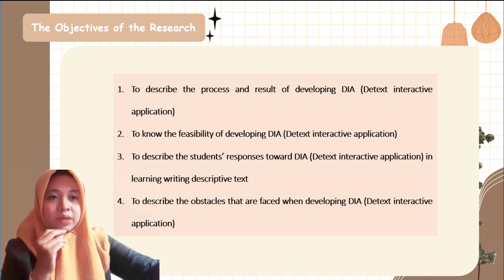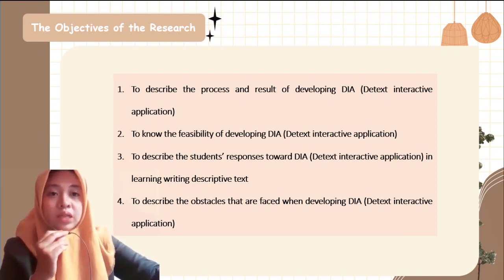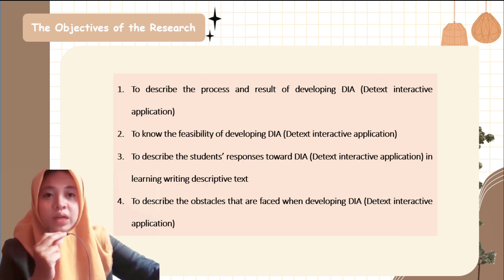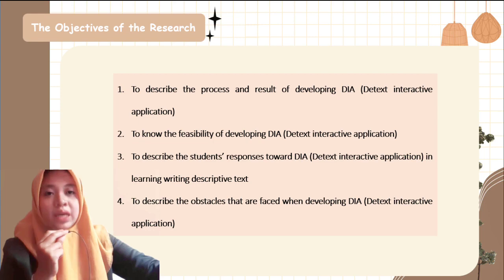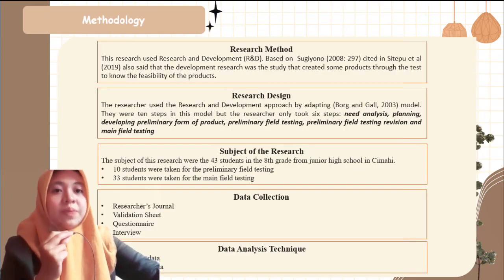It's the objective of the research. There are 4 objectives of the research. The first one is to describe the process and result of developing DIA. The second one is to know the feasibility of developing DIA. The third one is to describe the student responses toward DIA. And then the last one is to describe the obstacles that are faced when developing DIA, the text interactive application. Next is methodology.